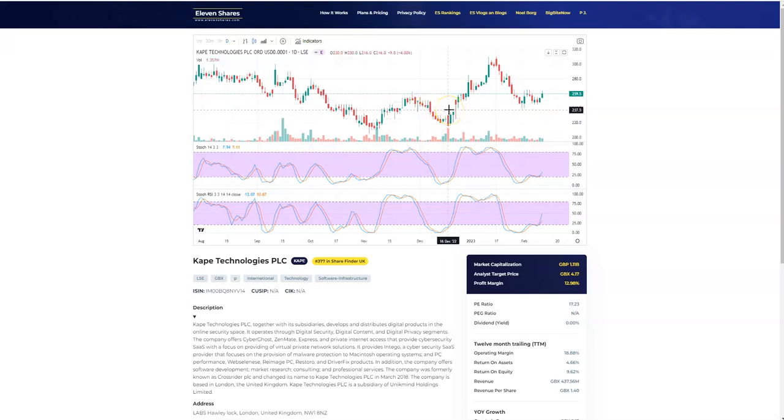We combine it with many other indicators to give us an opportunity to buy or sell, but that's just a brief overview of the stochastic indicator.